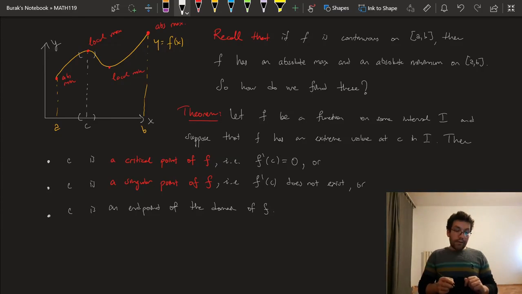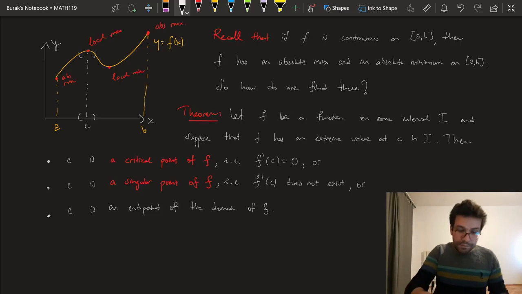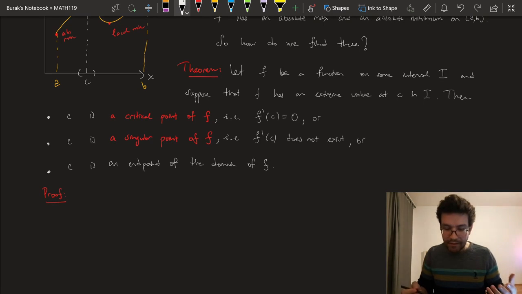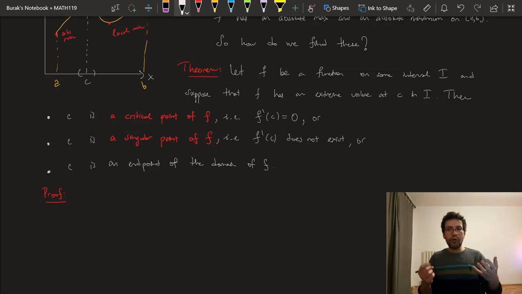Okay. Now, let me prove this theorem very quickly. I'm claiming that if f is an extreme value at a point c, one of these three cases happens. How do you show that A or B or C happens all the time? This is equivalent to showing that if B or C do not happen, then A happens. Those are the same thing.